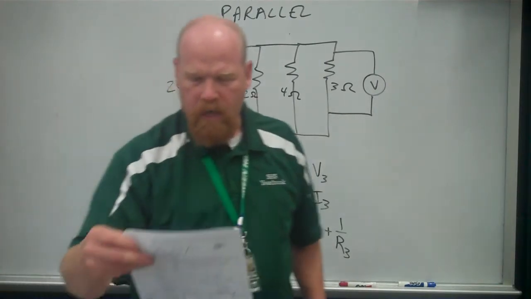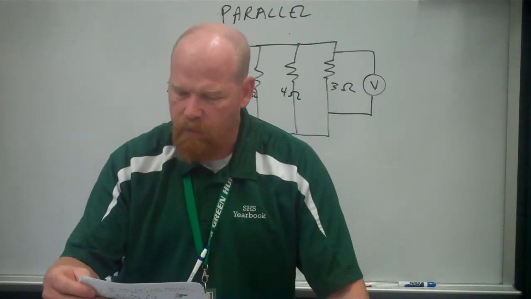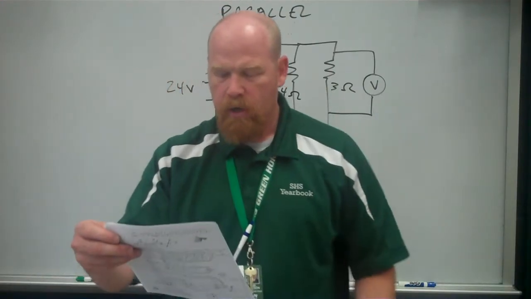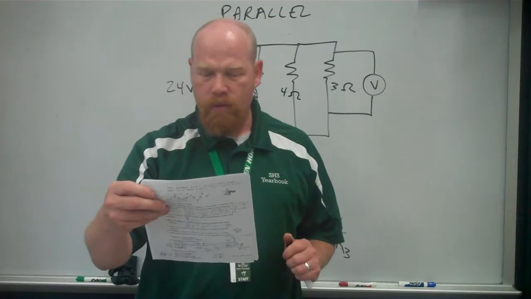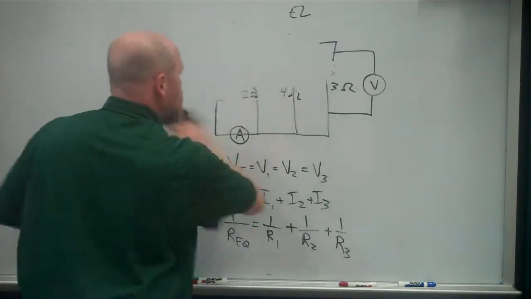Alrighty, now if you look at number 59, ammeter in series and low resistance, voltmeter in parallel and high resistance. Current in equals current out. You'll see some examples of that. I'll give you one quick one right here.